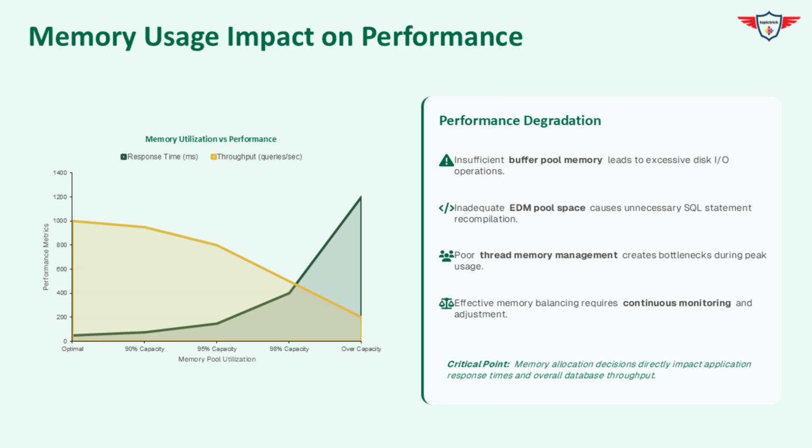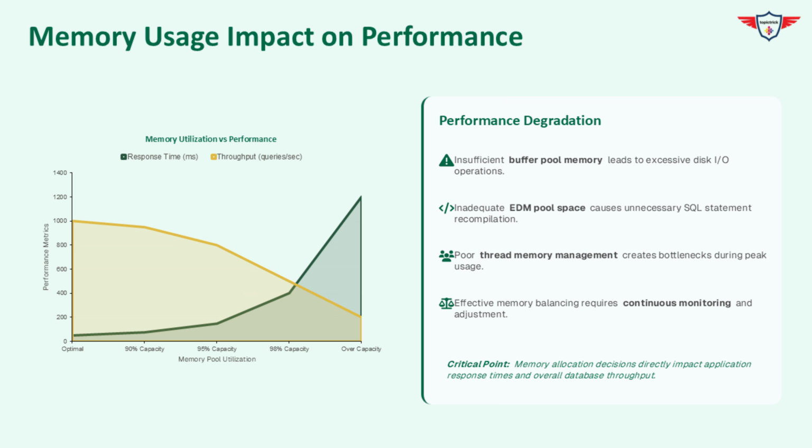Let's examine how memory utilization directly impacts database performance with some concrete metrics. This performance curve shows what happens as your memory pools approach their capacity limits. When memory utilization is optimal, you get excellent response times and high throughput. But as utilization increases beyond 90%, performance starts to degrade. At 95% memory capacity, response times begin to increase noticeably as the system struggles to find available memory for new operations. At 98% capacity, performance degrades significantly because the system is constantly managing memory pressure.